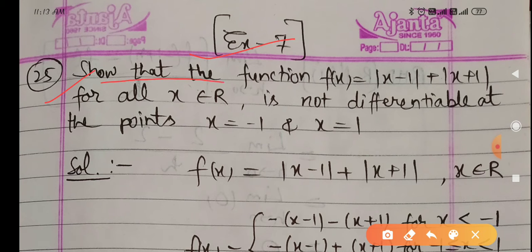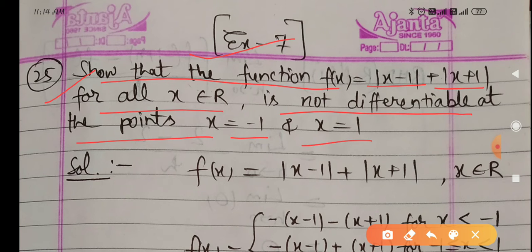Show that the function f(x) equals mod x minus 1 plus mod x plus 1 for all x belonging to the real numbers is not differentiable at the points x equals minus 1 and x equals plus 1. You have to show that the given function is not differentiable at 2 points, which are x equals minus 1 and x equals plus 1. How to show?